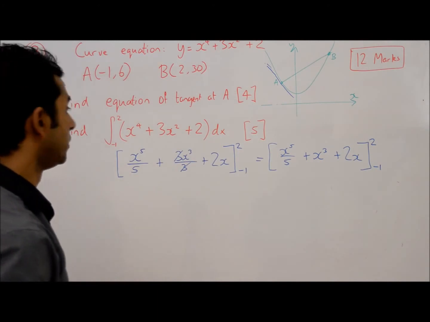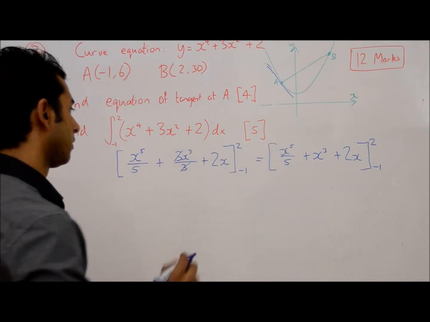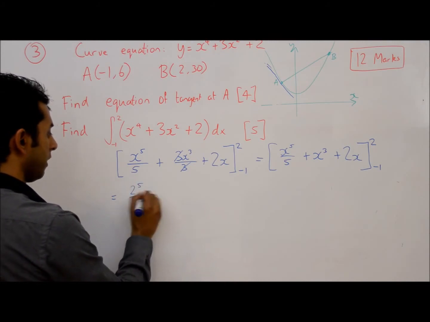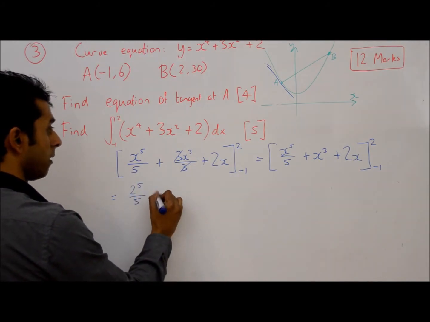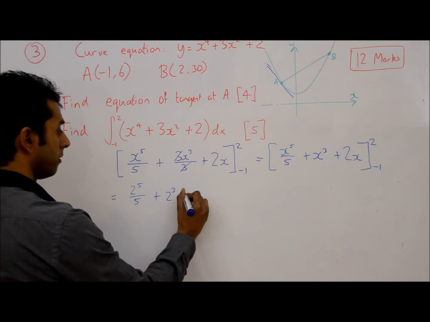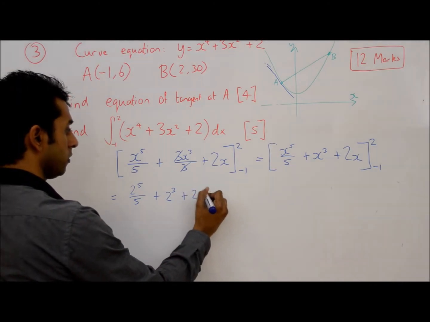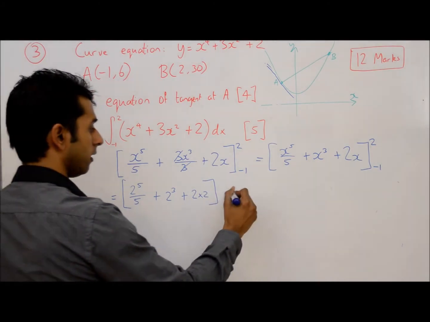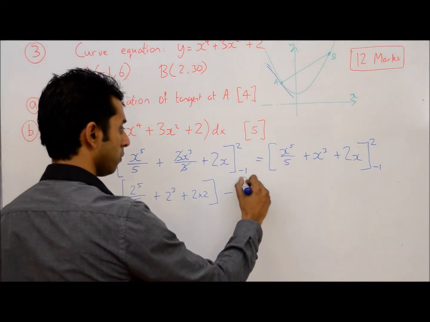So now let's substitute in our limits. First of all, we substitute in 2. So 2 to the power of 5 divided by 5, plus 2 cubed, plus 2 times 2. That's with the 2. Next, let's substitute in the -1.